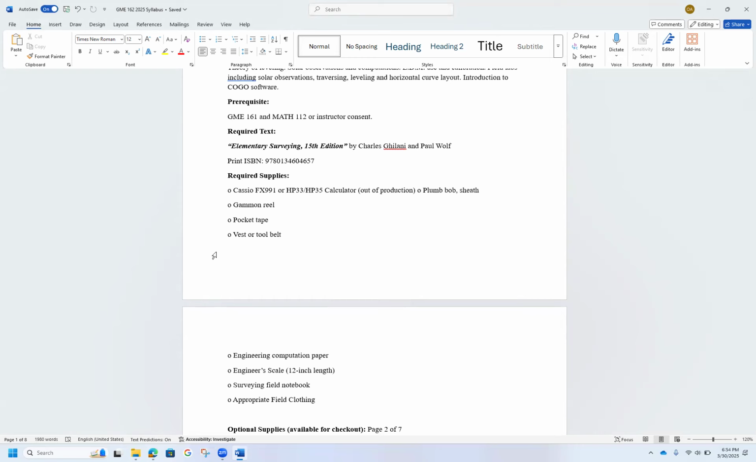All right. So required supplies: we have the Casio FX-991 calculator and the HP 35s. Those are the money calculators. They're gone. I mean, they might be in production. I think Anthony was telling me last term that they were trying to bring them back, but otherwise you're paying like $200 to $300 for the ones on eBay or ones you can find out there. If you can find one, great. Otherwise, try to go with a different brand that does reverse Polish notation, which is the style of those calculators.